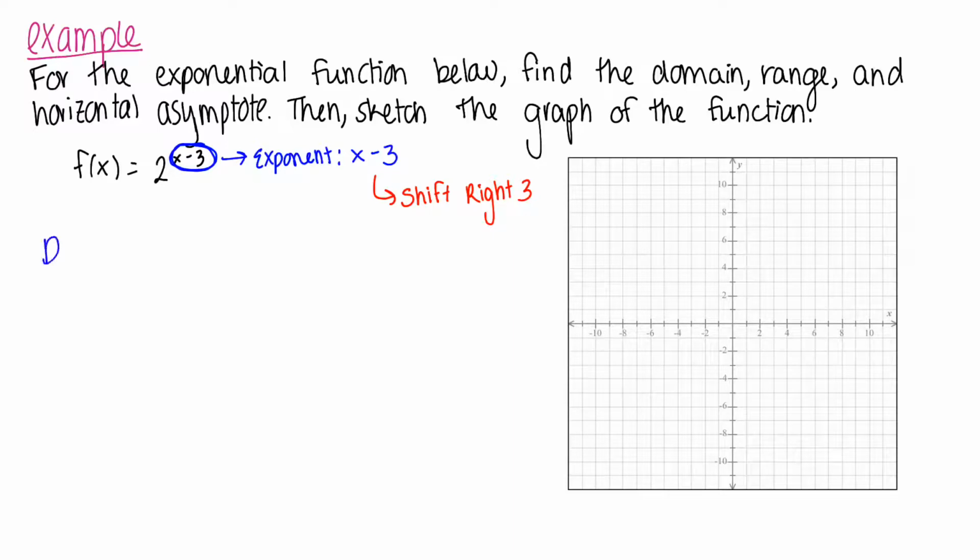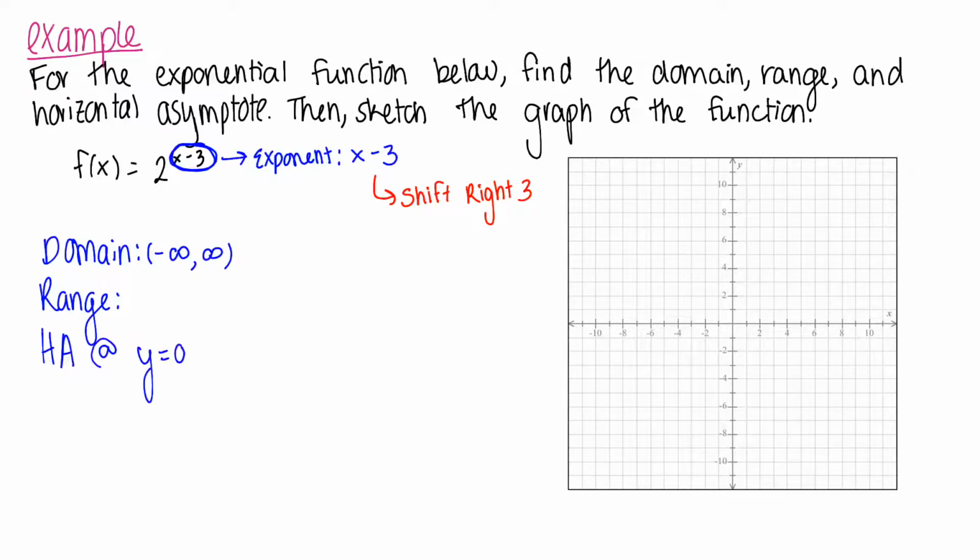So domain, that's the easy one, right? That's going to be negative infinity to positive infinity. Range we will come back to. There is no vertical shift, so the horizontal asymptote is going to remain at y equals 0. Because there's no negative sign here, that means that we are on the top part of the asymptote.